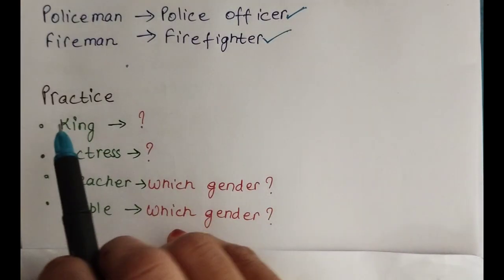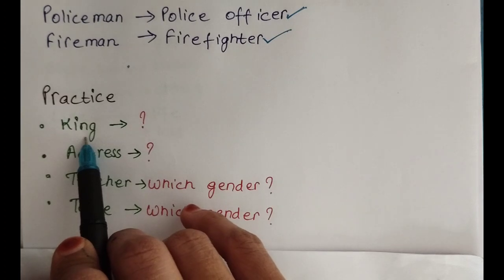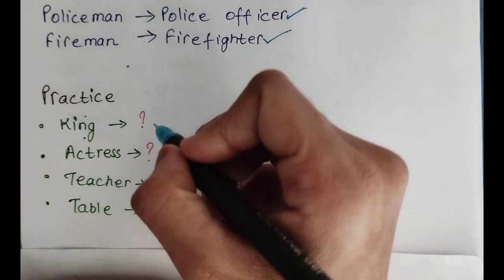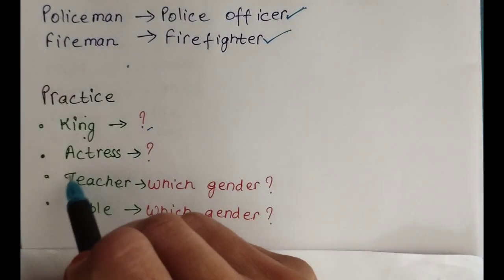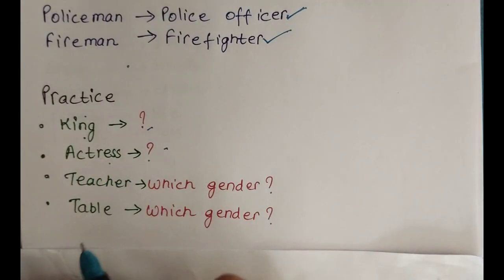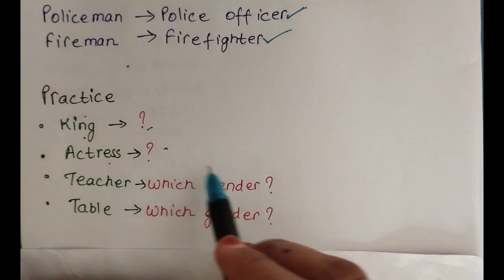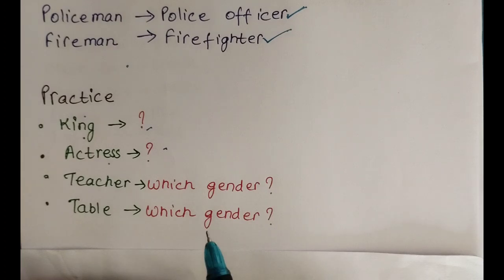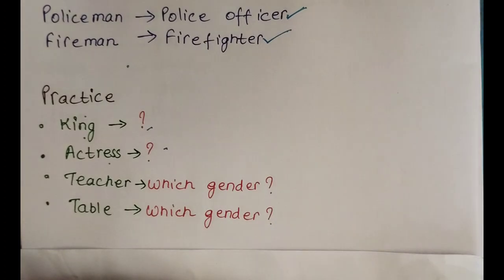Now there are some practice questions. King: the masculine is given, you have to write the feminine for king. Actress: write the masculine for actress. Teacher: write which gender it is. Table: write its gender in the comment box. Okay, practice it, so that if there is any confusion, you can read it again or watch this video again. Your confusion will be cleared by watching this video.